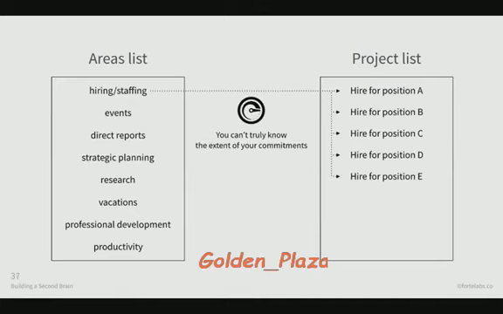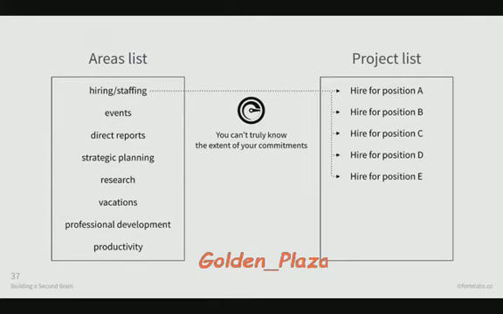The first is that you can't truly know the extent of your commitments. Look at the item on the left. Does hiring/staffing give me any sense whatsoever about this person's workload? That could be anything from a few minutes a week all the way to a full-time job. Now look at the list of individual projects broken out on the right. Don't they give you a much better sense of how much this person has taken on, what their current workload is like? Breaking out this person's work into individual projects gives them a much better sense of how many balls they have in the air.